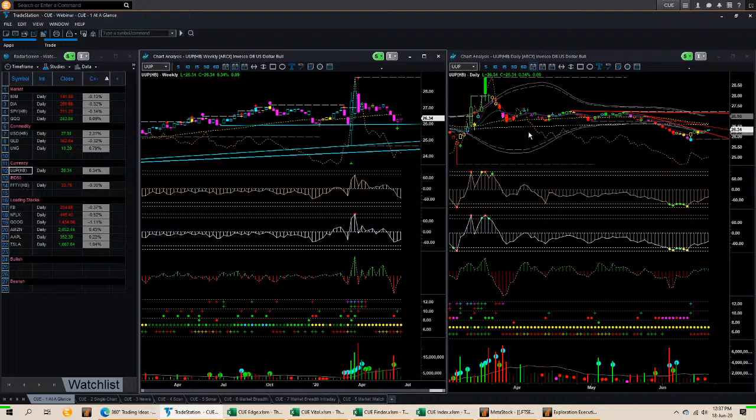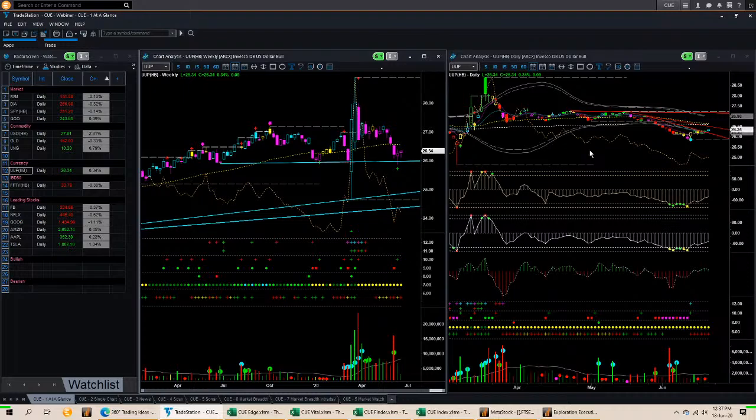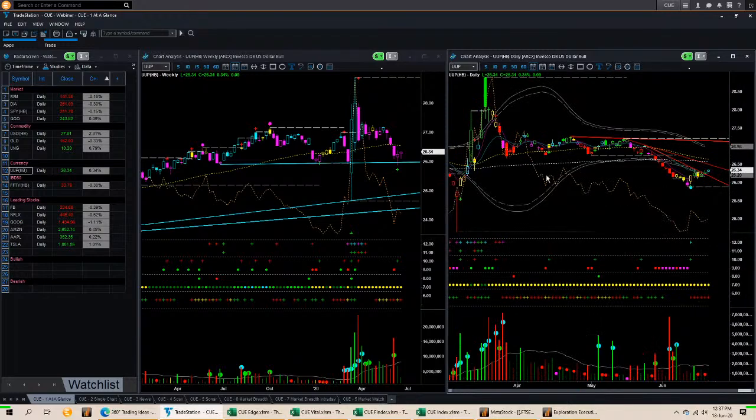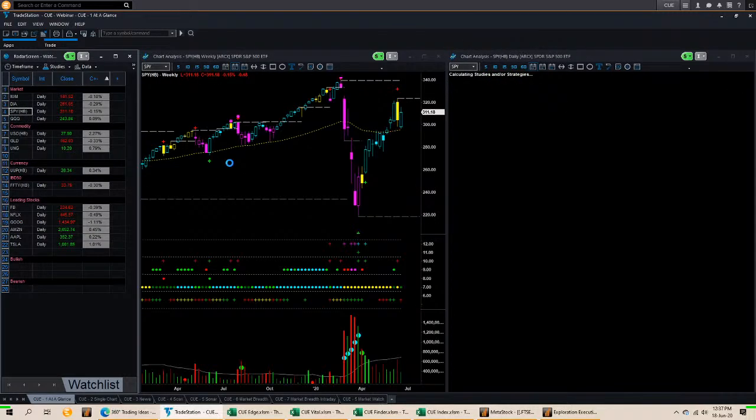Let me change the templates to simplify them. I'm using Q Elite on TradeStation and I'm using hotkeys on TradeStation 10 to change the templates. Let's start with S&P 500 index SPY.